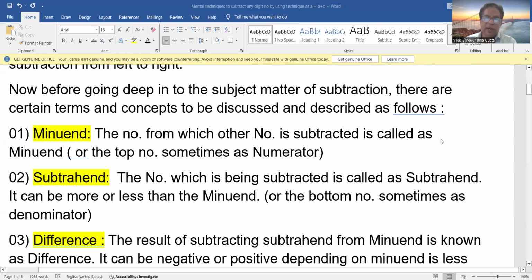In the same way, the number which is being subtracted is called the subtrahend. You can say it is the lower number, or if you compare it to a fraction, it can be considered the denominator of the subtraction.